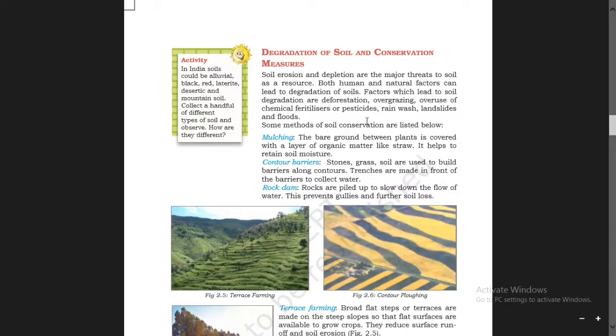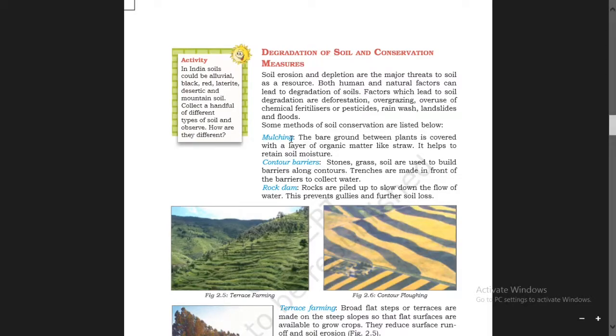Some methods of soil conservation are listed below. So here under we are going to study some methods to conserve soil. Anybody can ask you to suggest any 3 methods or 4 methods to conserve soil. So you can write from here under what it has given.